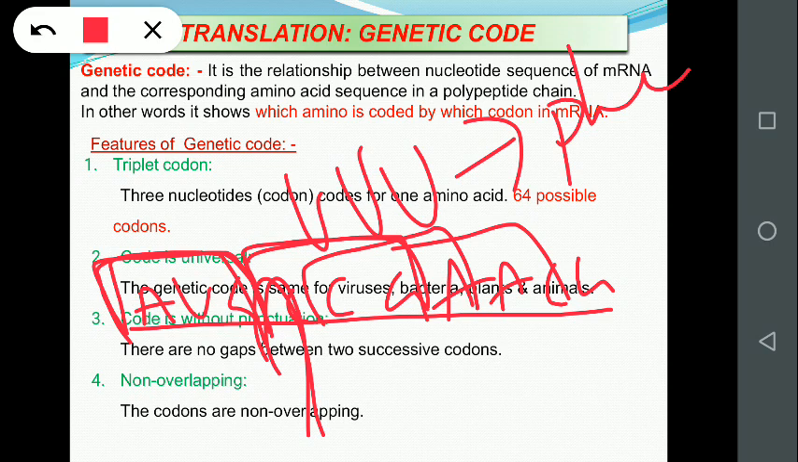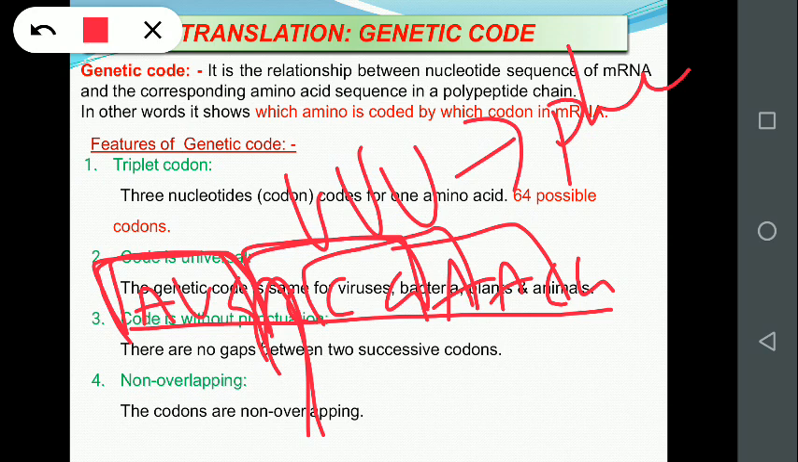This develops very complicated problems, and that is why the code is without punctuation, so there are no gaps at all in a reading frame. Each and every nucleotide will be used in the codons, so no gaps will be left between two successive codons. So that is without punctuation.